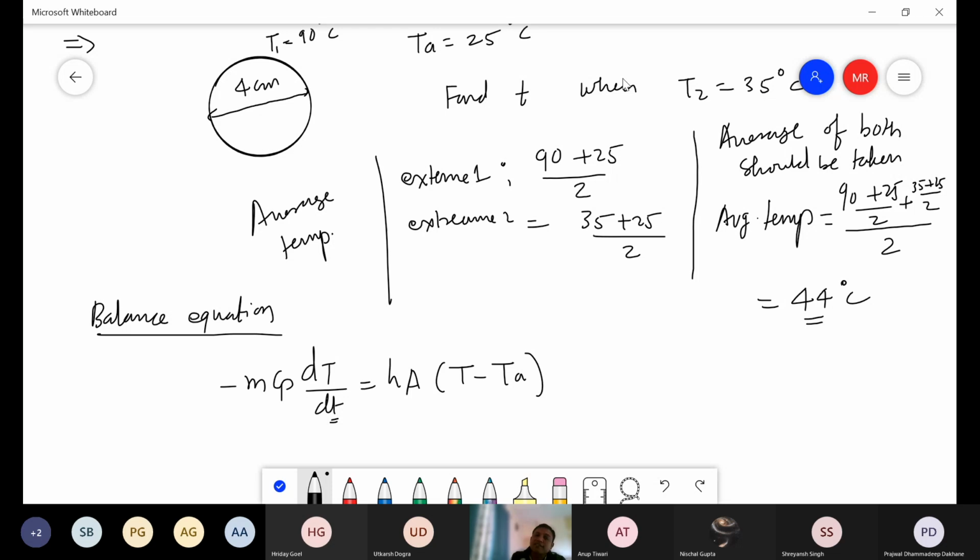But in this case, everything is known. This mass of the ball we can calculate. Cp is already given. Area of the ball also we can calculate. T and TA, these are all there. The only unknown in this case is h. Yes or no? Unless and until we know this h, we will not be able to calculate t, small t. Do you all agree?